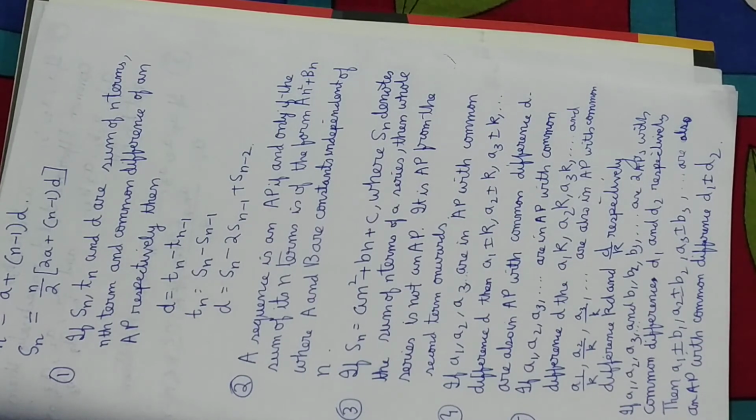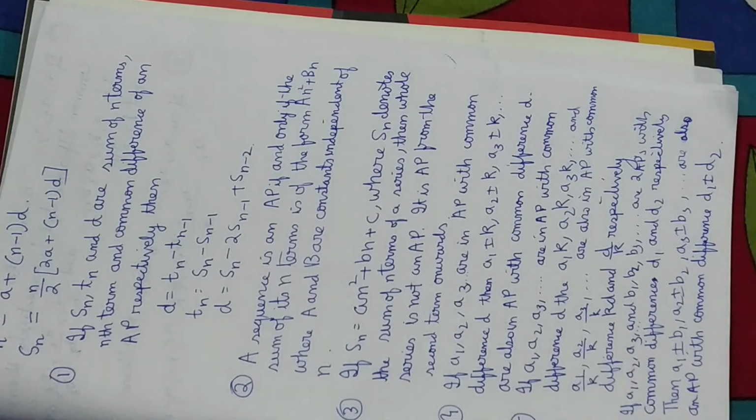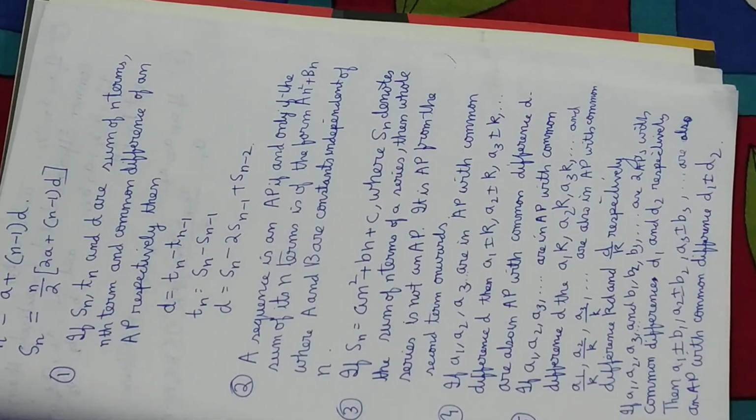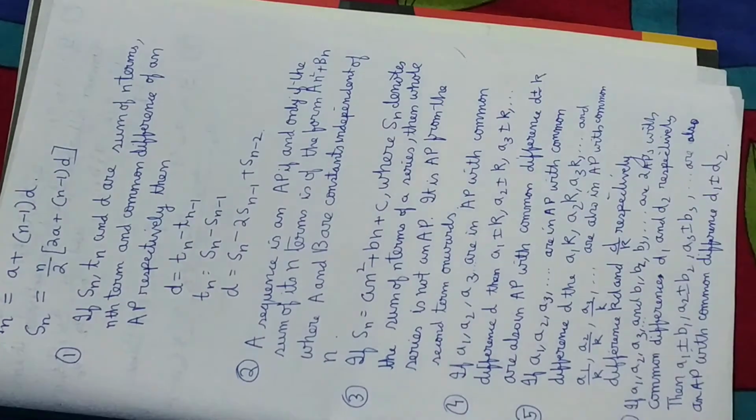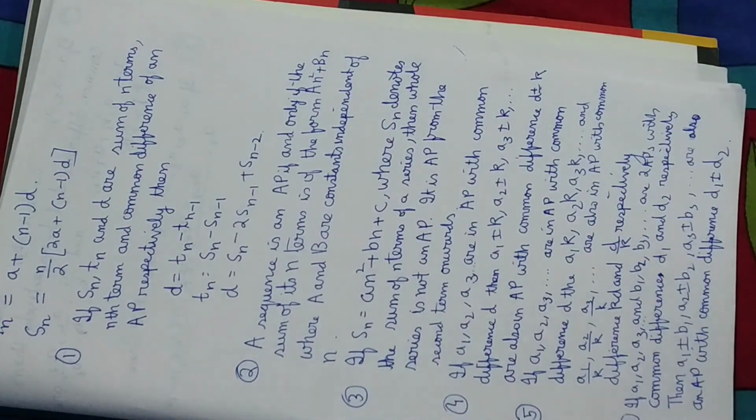If A1, A2, A3 are in AP with common difference D, then A1 plus minus K, A2 plus minus K, A3 plus minus K are also in AP with common difference D. I have not written it, but the common difference will be D. This is the thing. It is the fourth property.